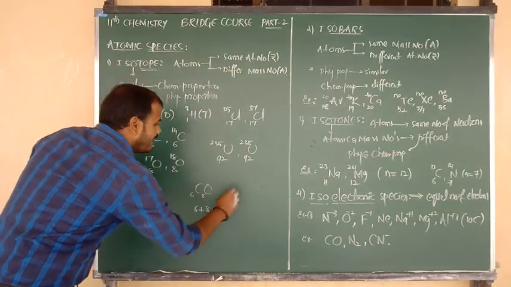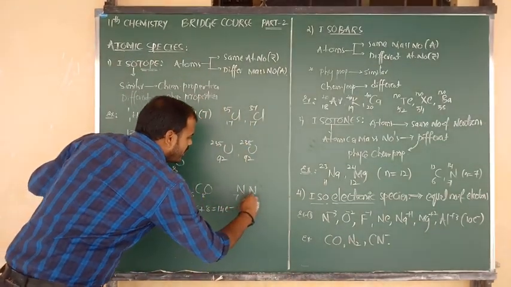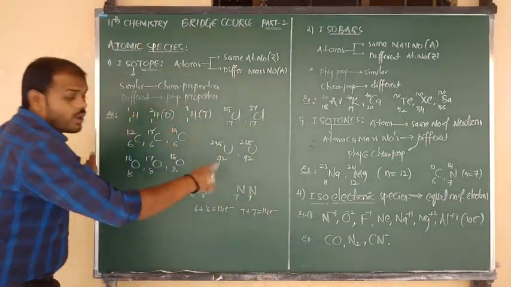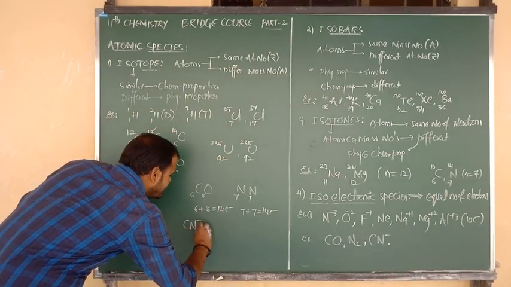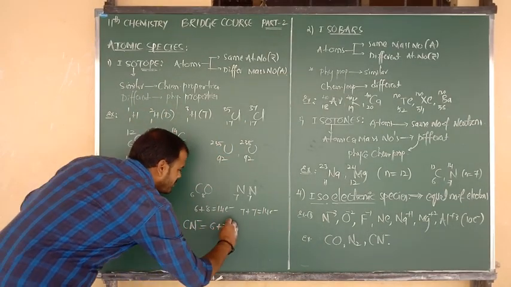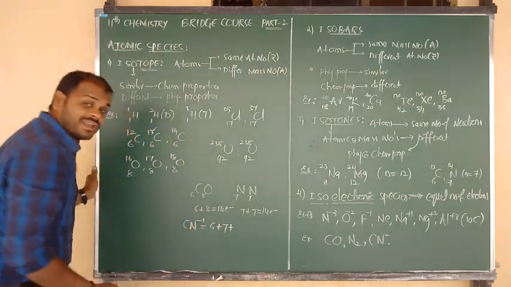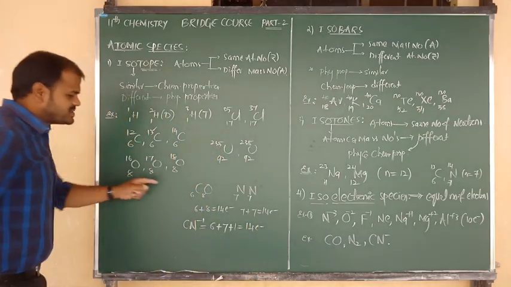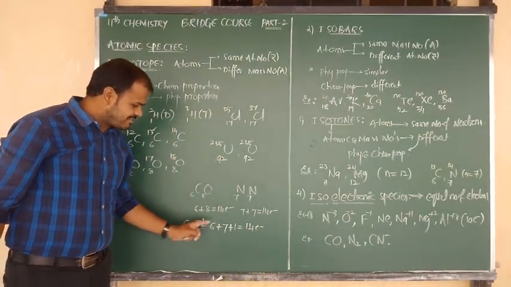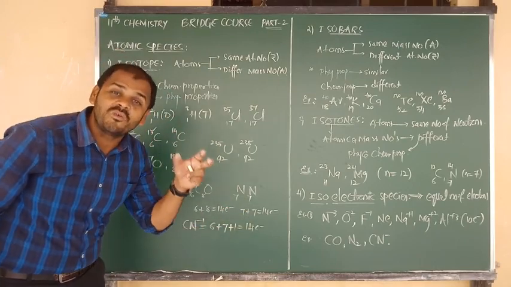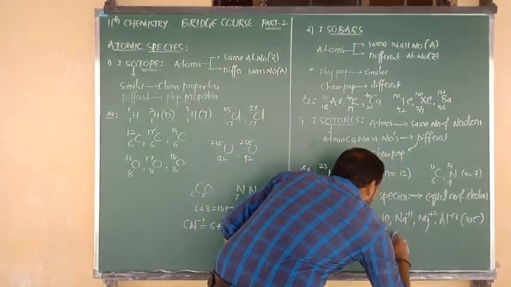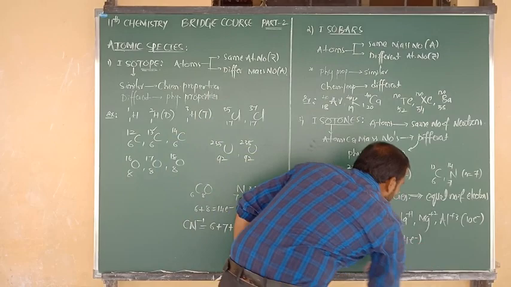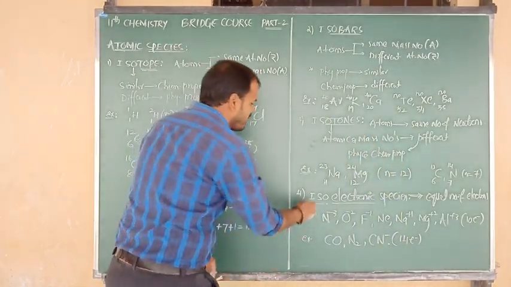What about N2? In N2 there are 2 nitrogen atoms, each with atomic number 7, so 7 plus 7 equals 14 electrons. What about CN minus? Carbon's atomic number is 6 and nitrogen's is 7, and the minus 1 means it gains 1 electron, so again it equals 14. So CO, N2 and CN minus, all these three species have 14 electrons each. So it is also an example of isoelectronic species.